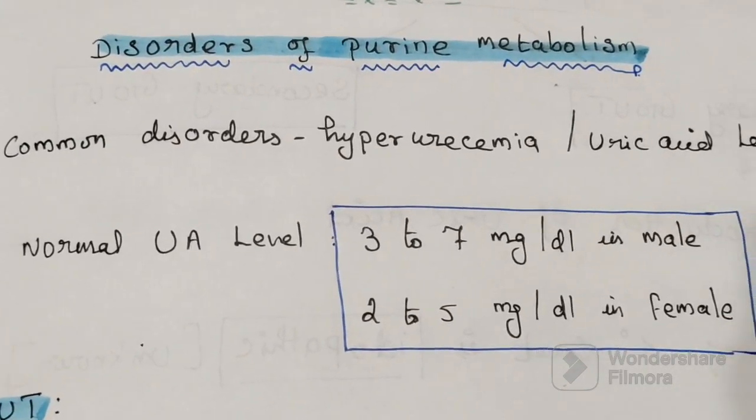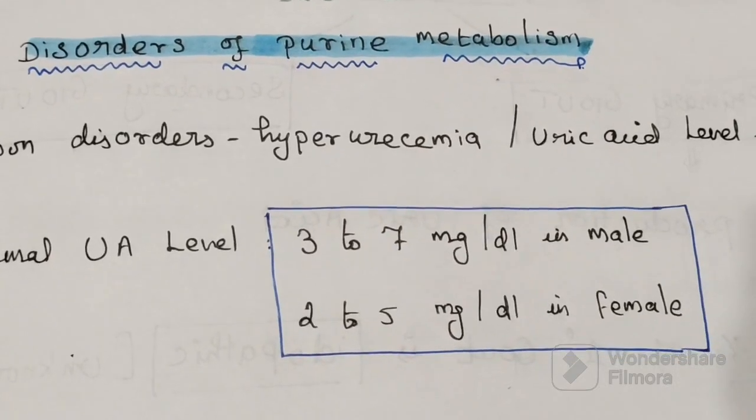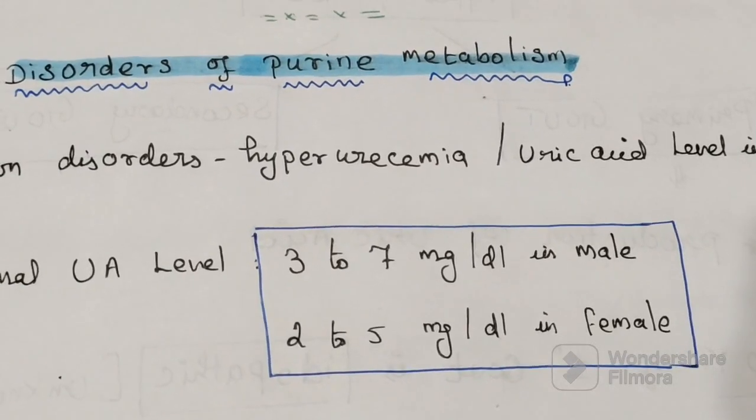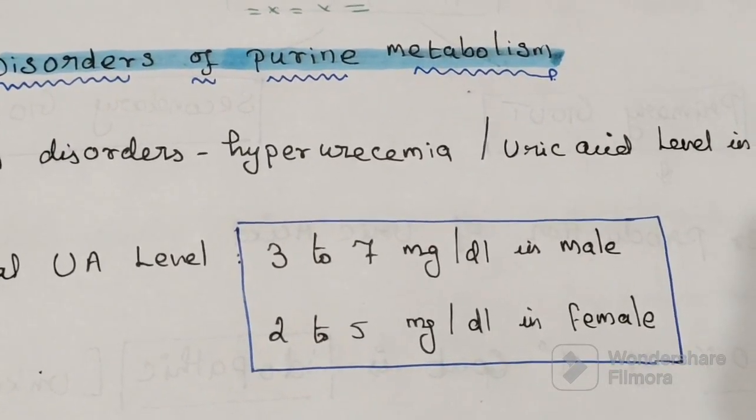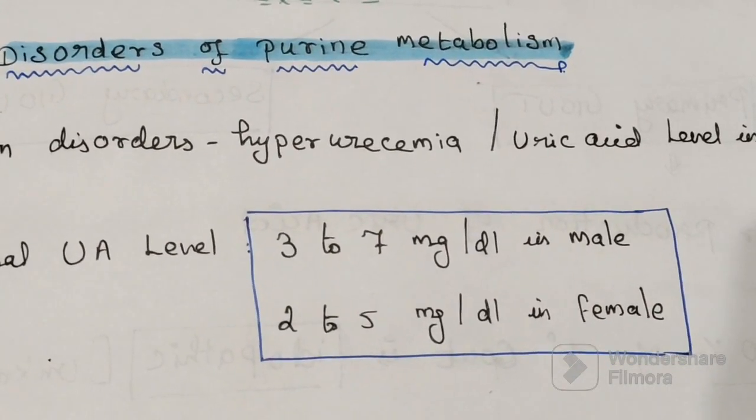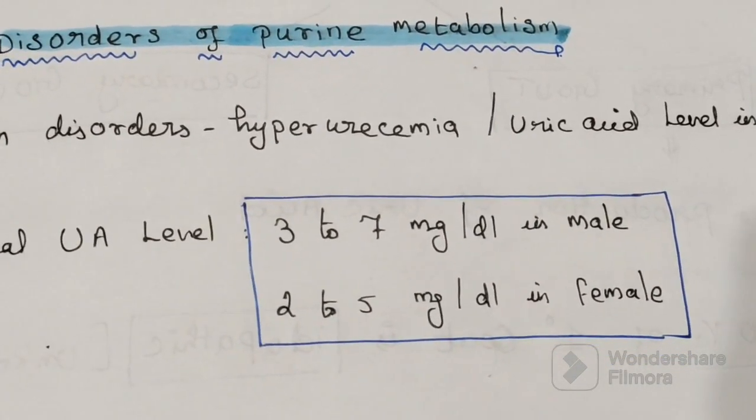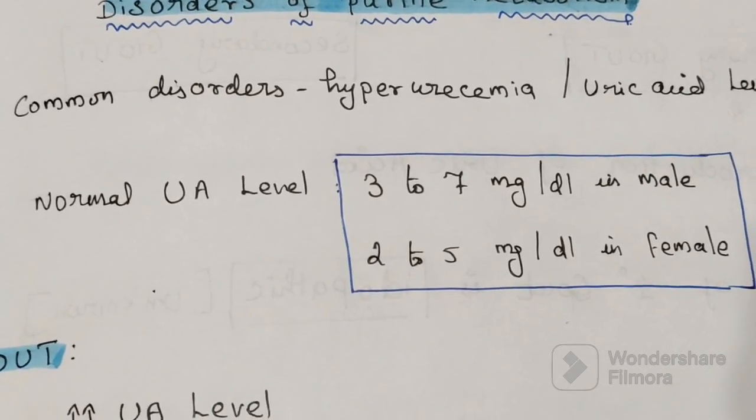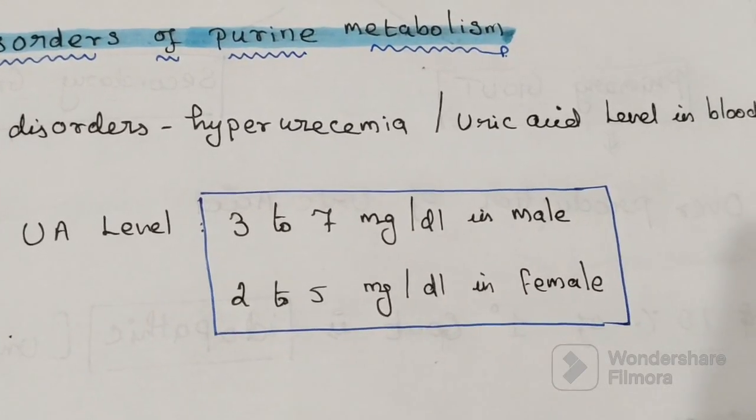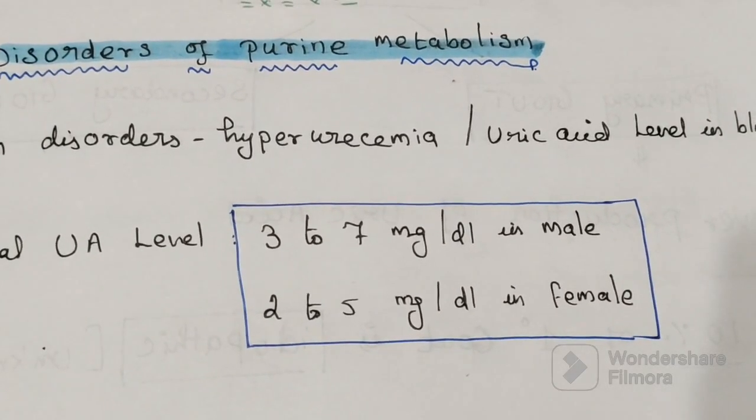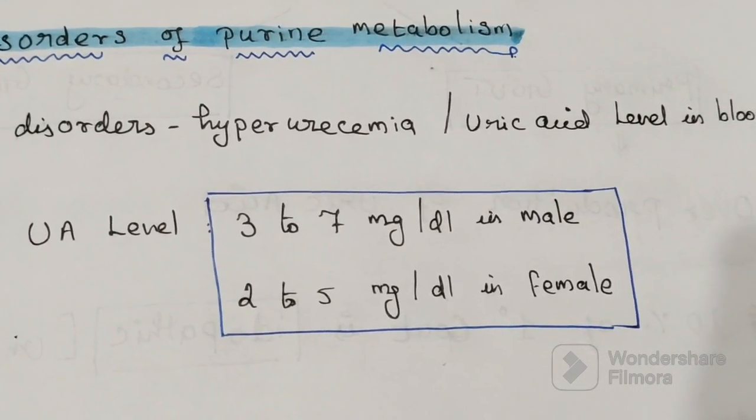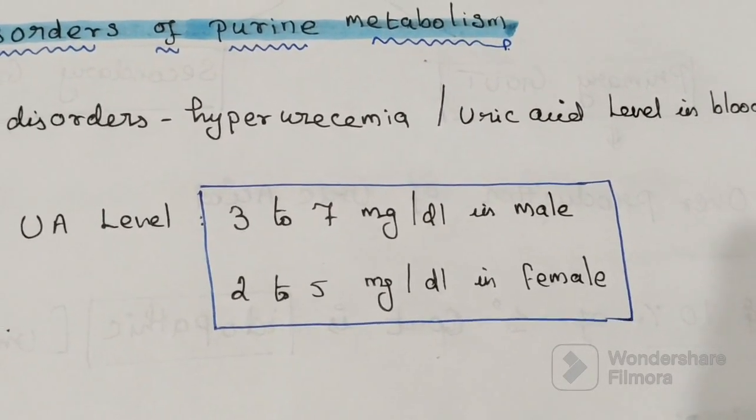Normal uric acid level is 3 to 7 milligram per deciliter in male, and 2 to 5 milligram per deciliter in female. This is the normal uric acid level in male and female. In hyperuricemia, it is more than 7 mg per deciliter in male, and in the case of female more than 6 mg per deciliter.